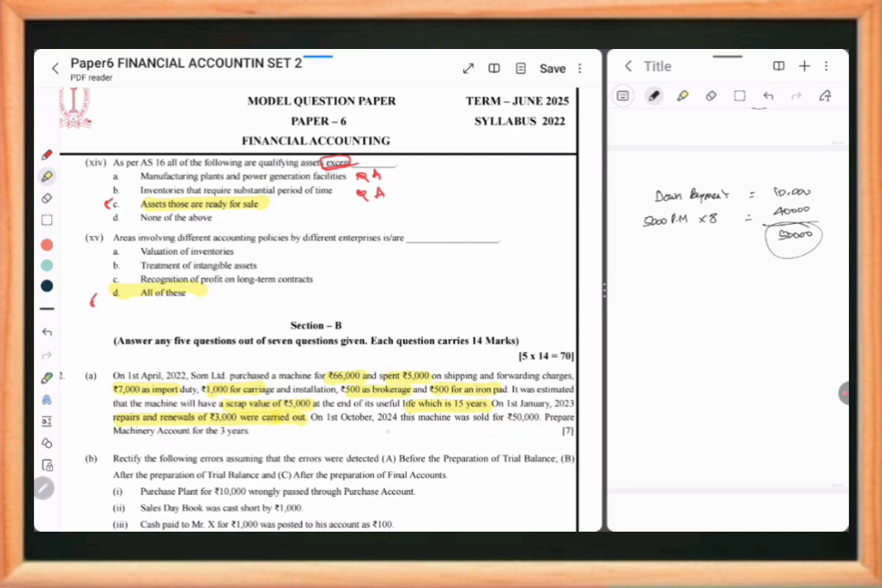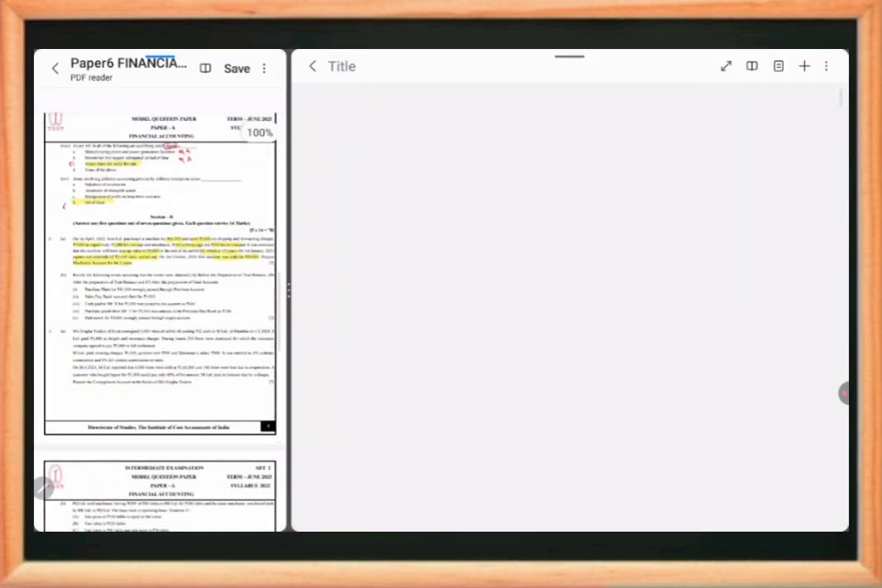So on 1st October 2024, the machine was sold. Actually, the machine was purchased on 1st April 2022. After that, on 1st October 2024, the machine was sold for rupees 50,000. Prepare the machinery account for 3 years. So we have to prepare 22-23, then 23-24, and 24-25. For 3 years we have to prepare the machinery account. Let's prepare the machinery account.